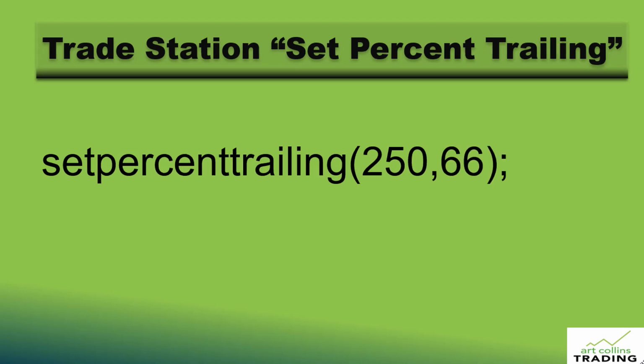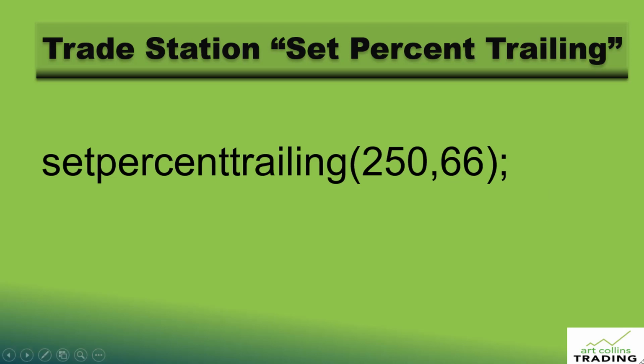Here's where you trail based on percentage give back rather than a dollar amount. You set a threshold, and it doesn't get triggered until you hit it. In this case, $250 open profit. And from there, you're out whenever you give back 66% of that best level.